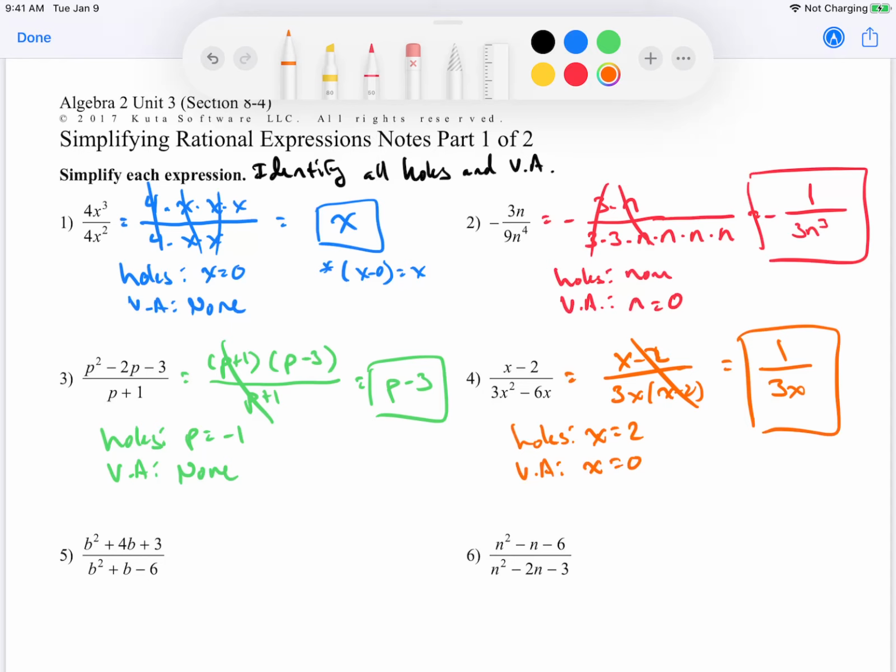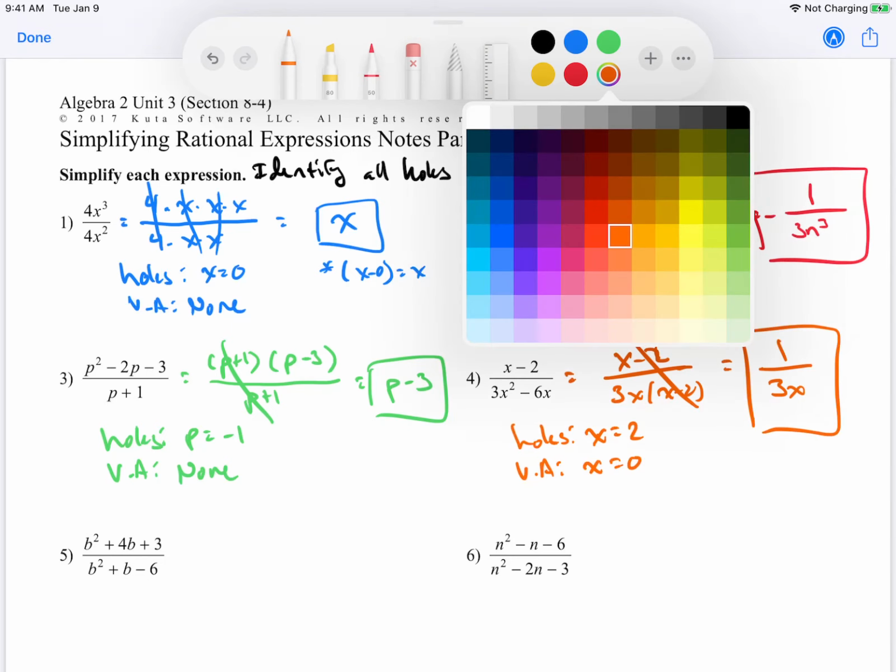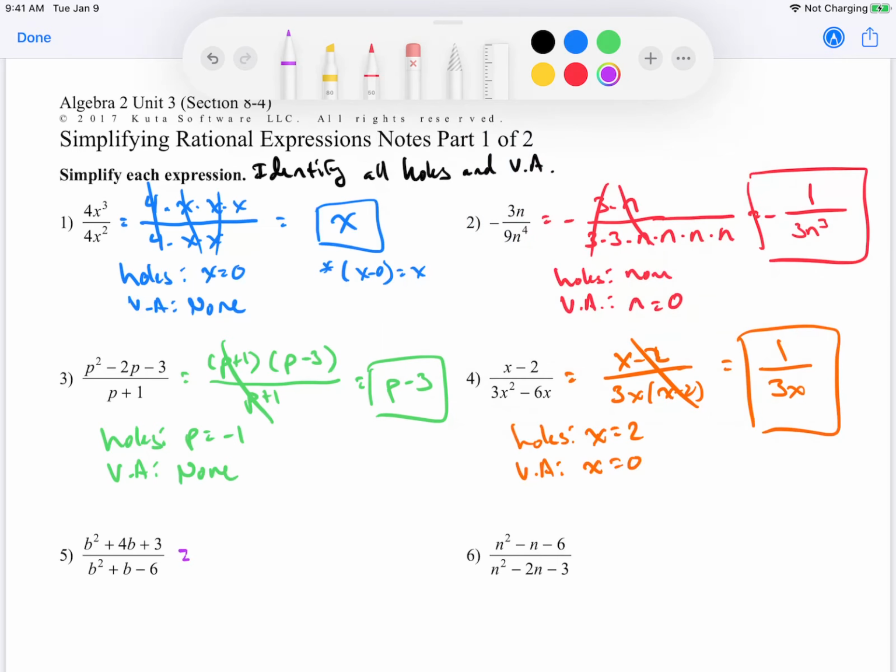For number 5, we already used green, so let's go purple, why not? All right, again, I'm going to factor both the numerator and the denominator. So I'm looking for two numbers that multiply to give me 3 and add to give me positive 4. Well, that's going to be b plus 1 times b plus 3, all over, and then two numbers that multiply to give me negative 6 and add to give me positive 1. That again is going to be b plus 3 times b minus 2.